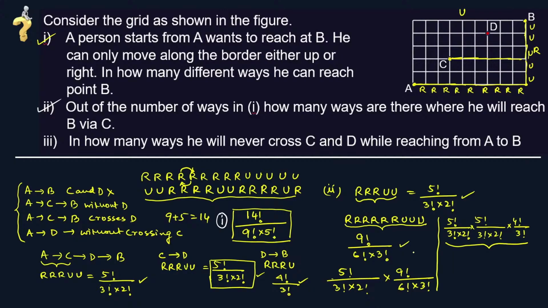Now, without any restriction, in how many different ways can the person reach from A to B? It is this one. This is the answer which we got from the first question. Therefore, the total number of ways in which the person will not cross C and D will be this minus whatever we got. Yes or no? Tell me yes or no.